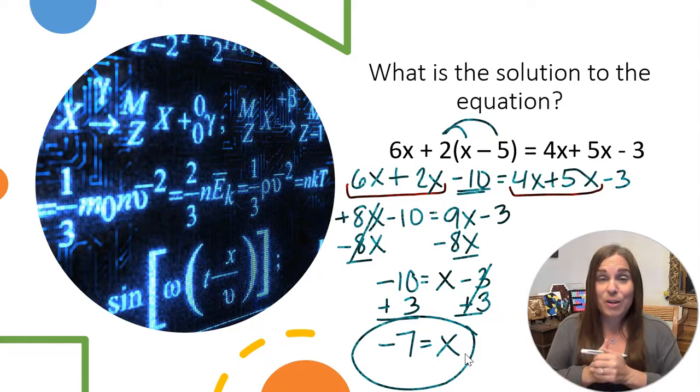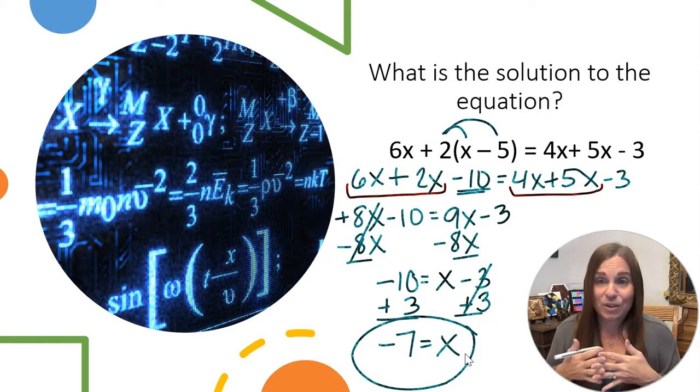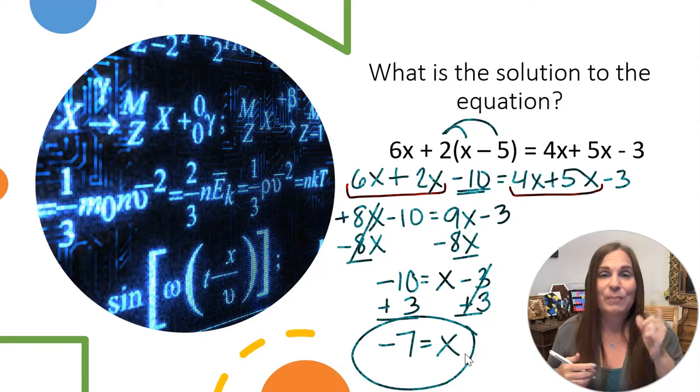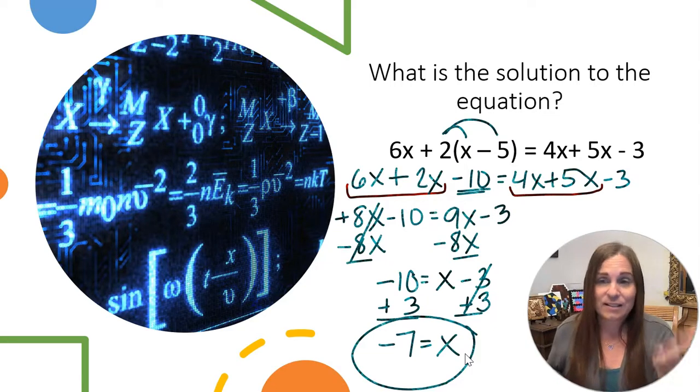So there's a lot going on in this problem. First, I had to distribute. Then I had to combine like terms. Then I had to look for my smaller x term and either add or subtract it. In this case, I subtracted from both sides. Then I finished solving my equation. All right, so just lots and lots of steps, but still the same method of solving.